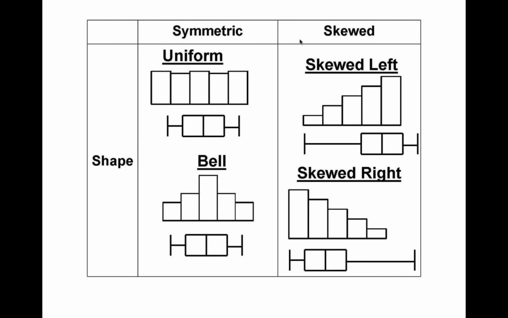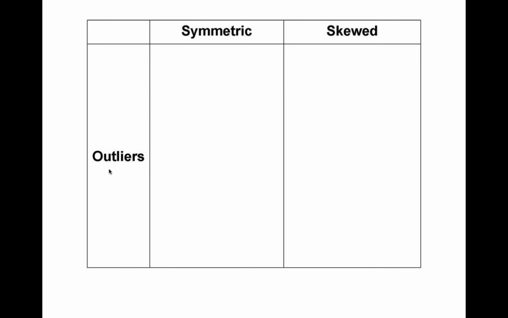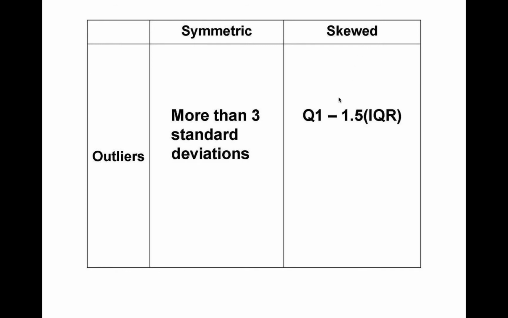Depending on the shape, you're going to test for outliers differently. If it's symmetric, anything that is more than 3 standard deviations from the mean is going to be considered an outlier. And don't worry, we'll go more into detail about that in a little bit. If it's skewed, we're going to use the 1.5 rule. So you have Q1 minus 1.5 times the IQR and Q3 plus 1.5 times the IQR. If it's symmetric, you're using 3 standard deviations from the mean. If it's skewed left or right, you do both of these formulas to see if you have outliers.